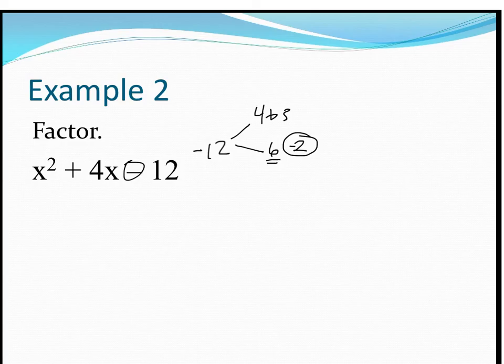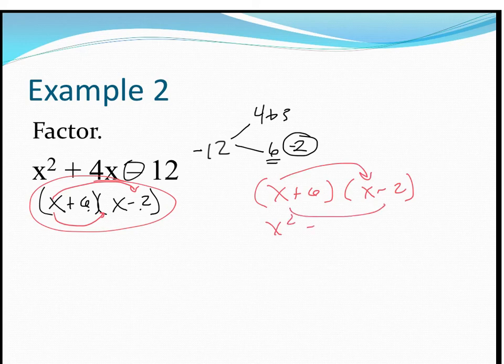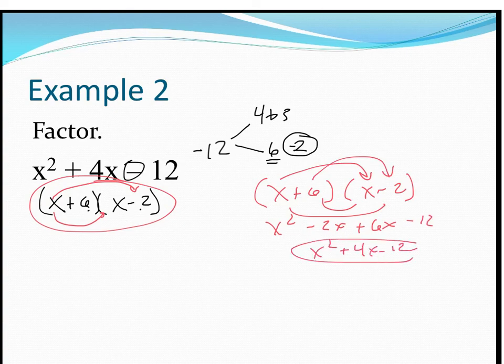And what we're going to do here is go ahead and separate or factor the 12 into 6 and negative 2. And this is my actual factoring of this example, and if we think about it backwards, this is actually my answer, but if I went ahead and checked my work and distributed, I'd get the x squared, the negative 2x, the positive 6x, and the negative 12. And we'll see by checking my work, I'm back at the original expression.